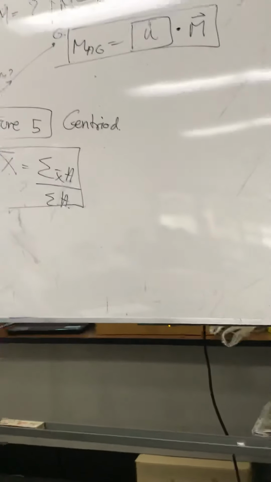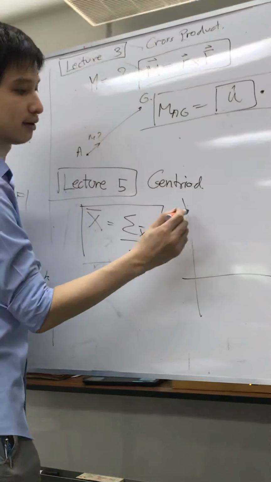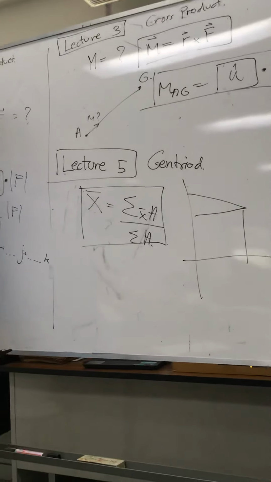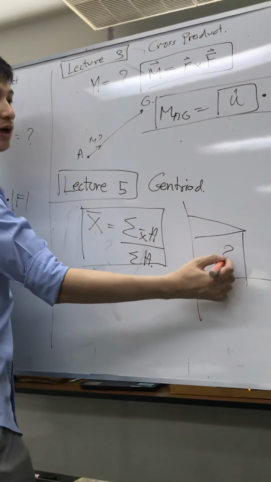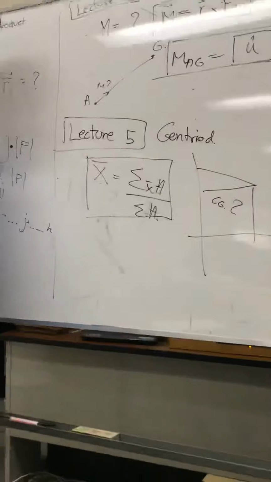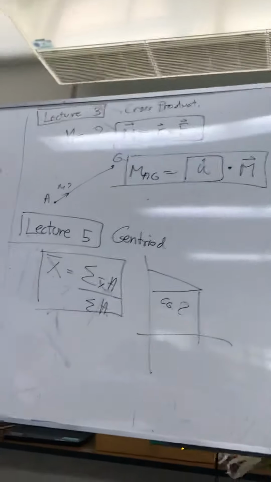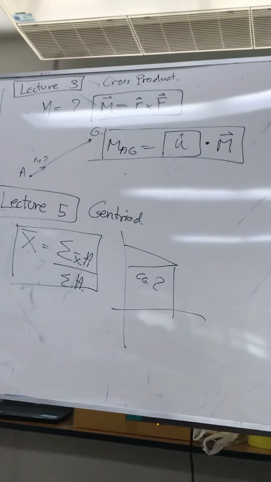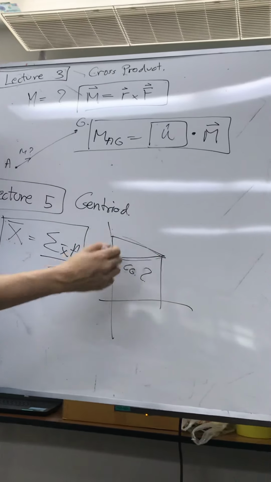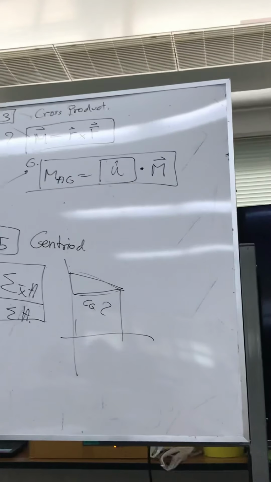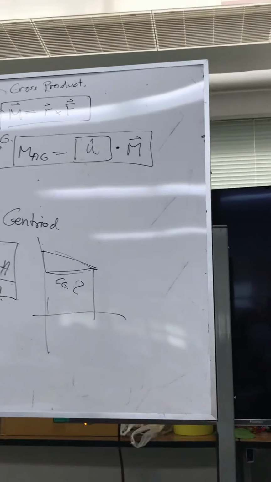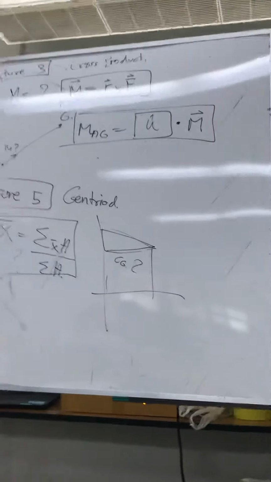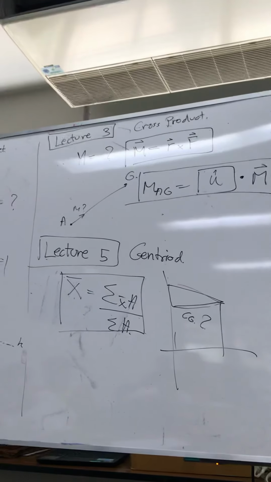over sigma A. Okay? So if you have two objects like this, what is the centroid or CG? Where is it? So what you have to remember is the formula for this shape. I think it's not too much, right? I think I don't need to give you the whole table to solve this.